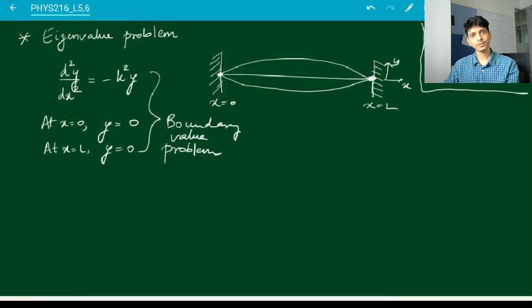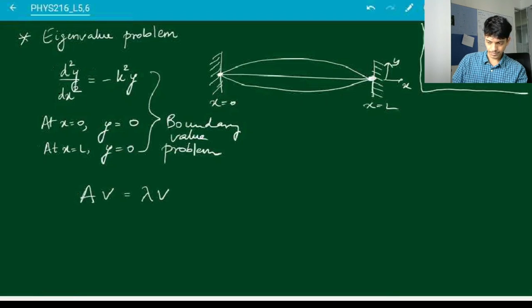In your linear algebra, you have probably seen eigenvalue equations involving matrices, and we also discussed that briefly in the last lecture on matrix methods. So over there you have seen the eigenvalue equation which looks like this: some matrix times some vector is proportional to that vector itself. Why do I call this also the eigenvalue equation?